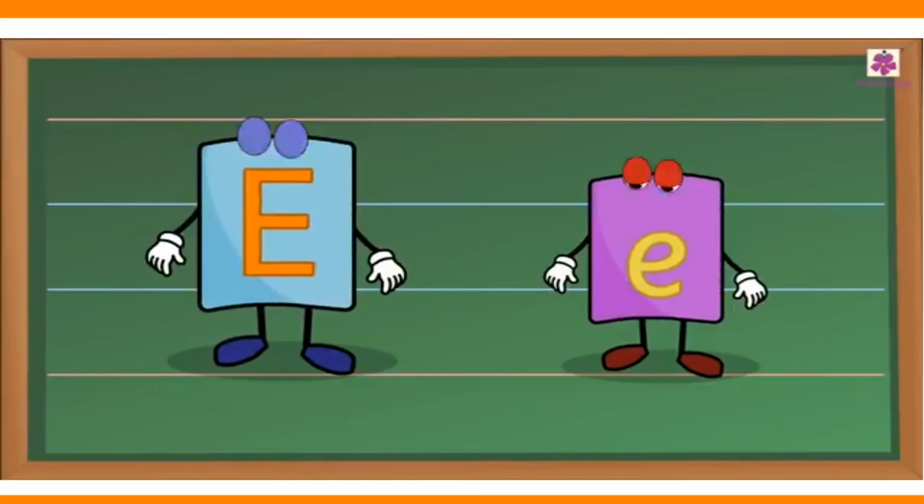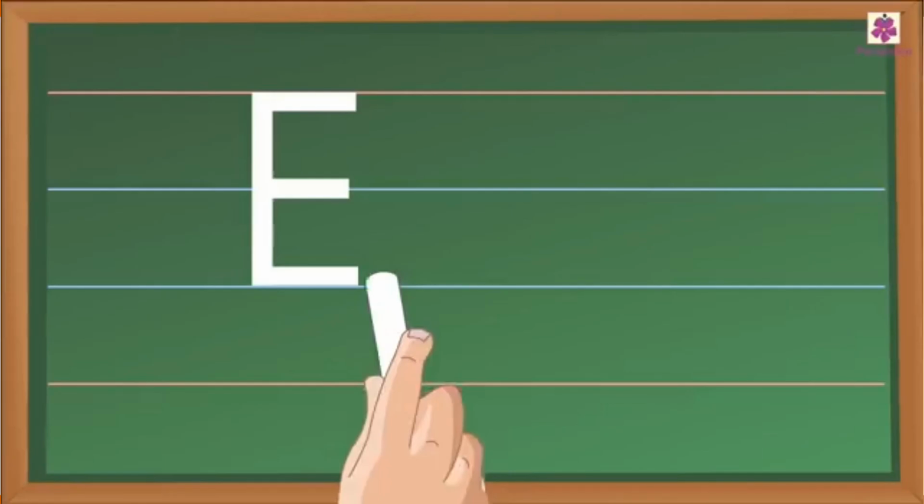Now how we will write E, the letter E? We will start from the top and we will draw a standing line down and we will go again to the top and we will draw one sleeping line to the right, then go to the middle and we will draw another line. Lastly, go to the bottom and draw one more line in the same way.